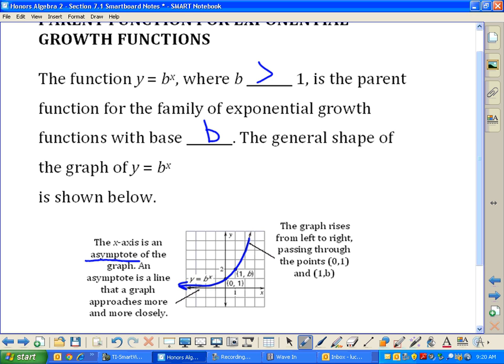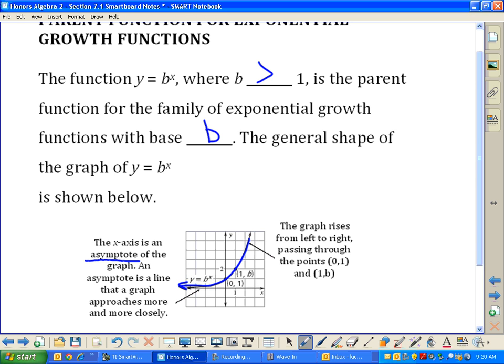Why that's important? It affects your domain. So we're going to have to talk about, I'm sorry, I misspoke. It affects your range for these graphs. And then the graph rises from left to right. It does pass through the point 0, 1 and 1, comma b. So I just wanted to talk about what your graphs always need to have.